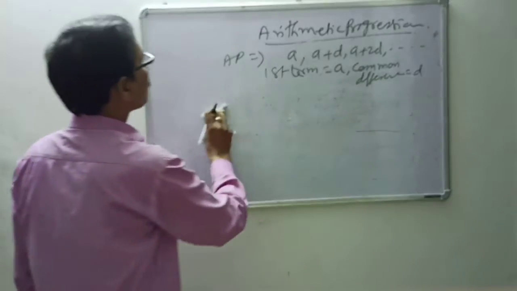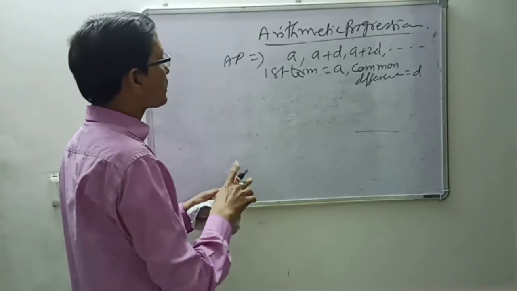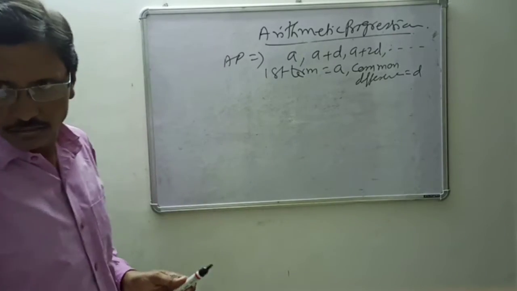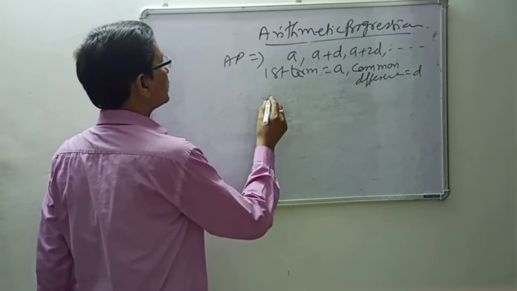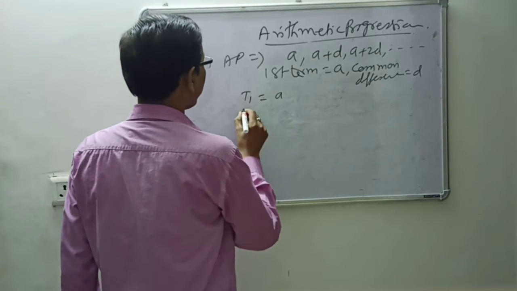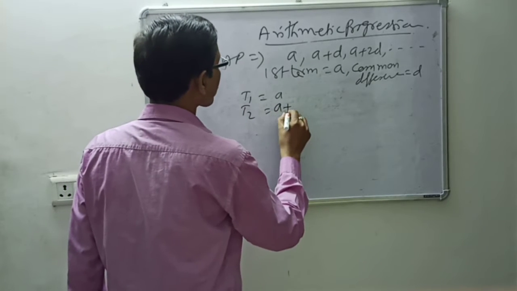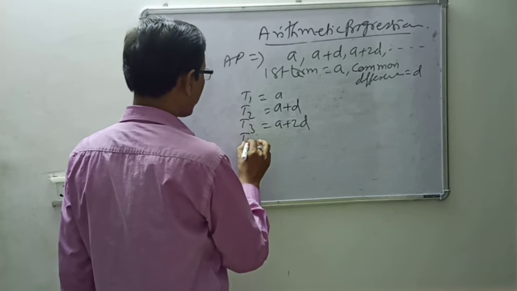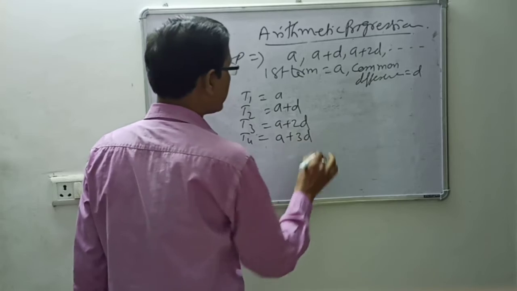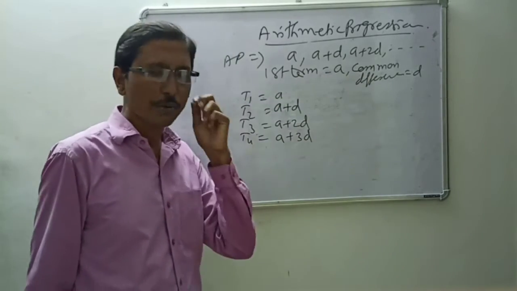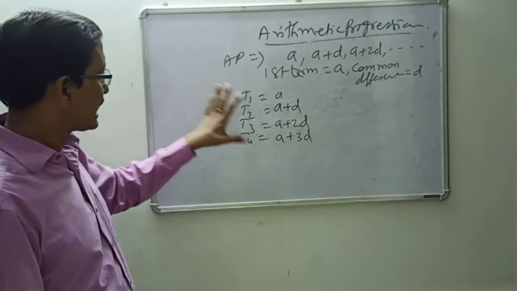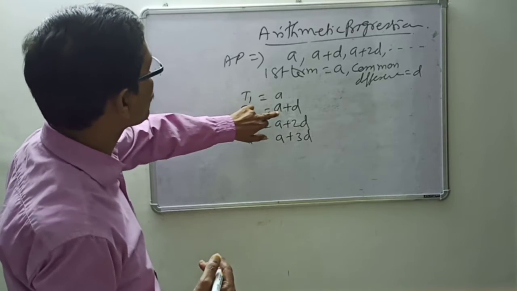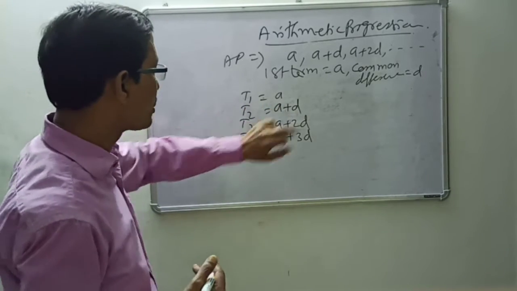So for any AP we can get a particular pattern. Look what we have. The first term is A, that is T1. The second term is A plus D. The third term is A plus 2D. In this way, the fourth term is A plus 3D. The first term is A, common difference is D. Then from there you will get a rule. How are we getting it? If you observe, the second term T2 equals A plus D, or A plus 1D.